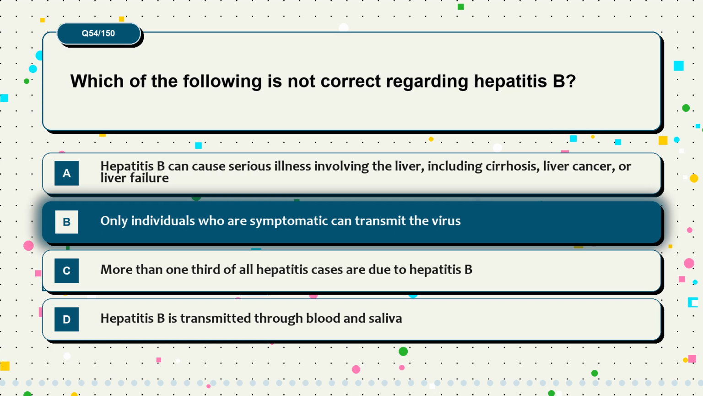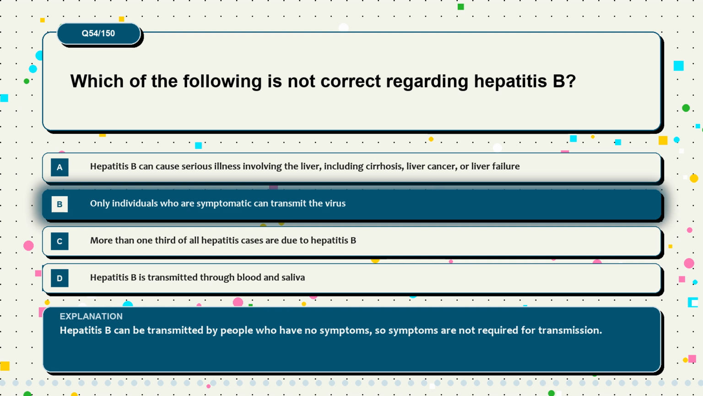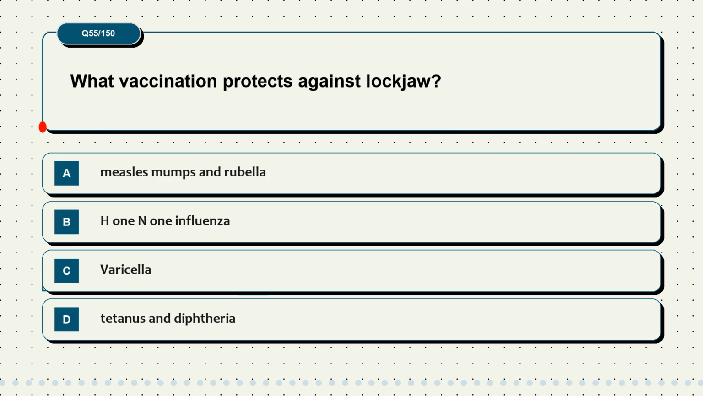The correct answer is option B. Only individuals who are symptomatic can transmit the virus. Hepatitis B can be transmitted by people who have no symptoms, so symptoms are not required for transmission. Question 55. What vaccination protects against lockjaw?